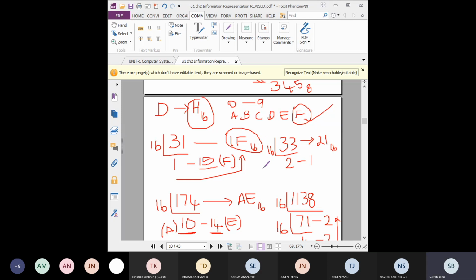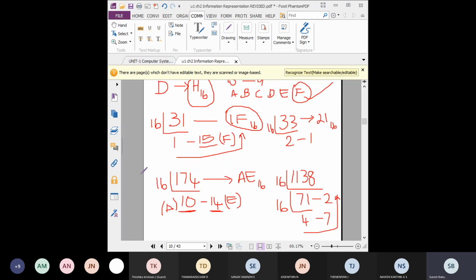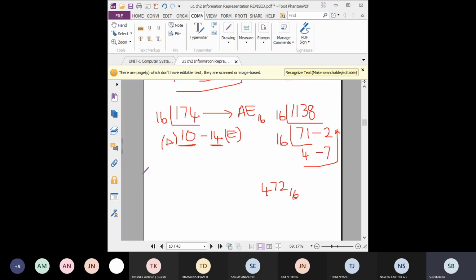Students understood? So decimal to all other number systems use the same method. Okay, this is the most useful thing because you can understand it very easily, because the decimal number system is what we use in real time. So that is why I started with decimal to other number systems.